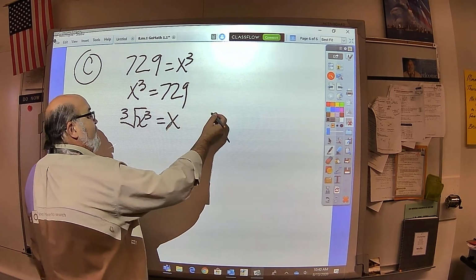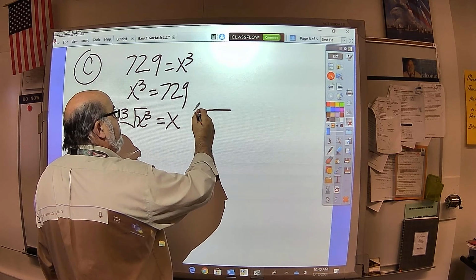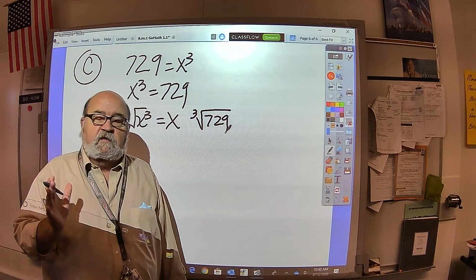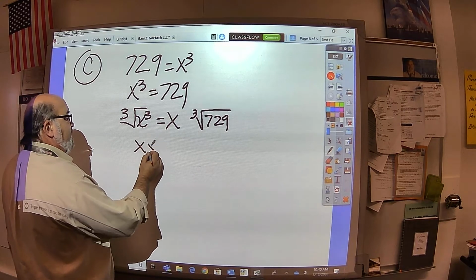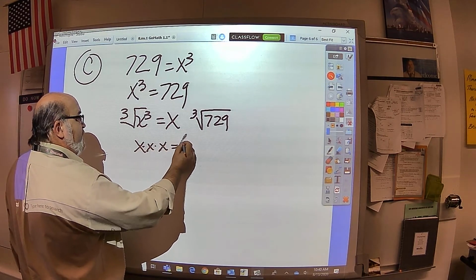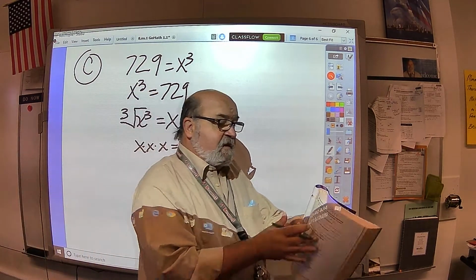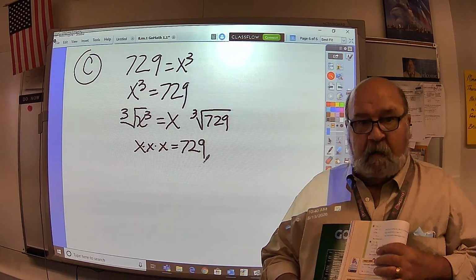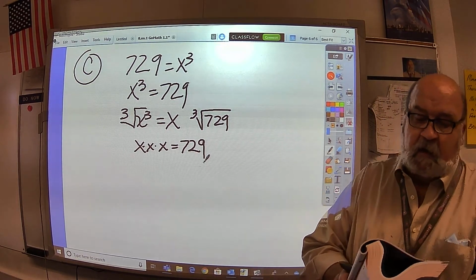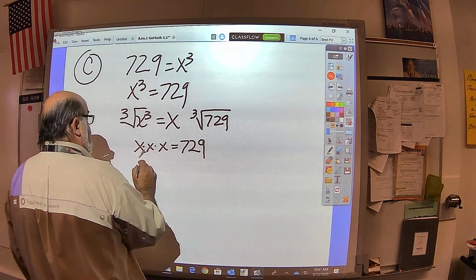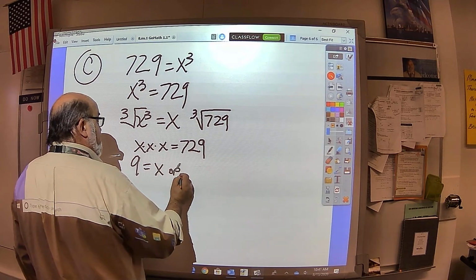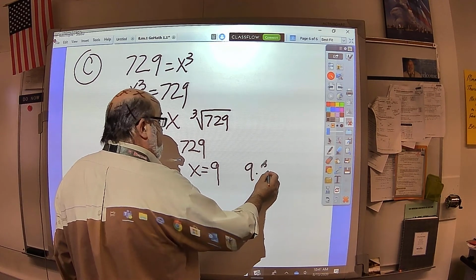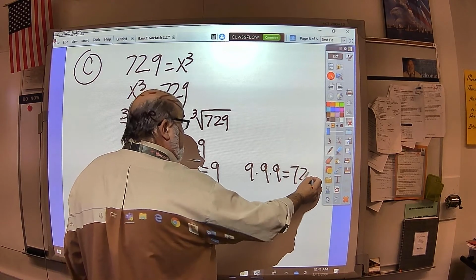Now, having said that, that means I need the cube root for this problem of 729. So I need a value that's going to go x times x times x equals 729, just like it says in example C. Example C right here. We're not going to do D, because I think you'll figure that out pretty quickly. And they've come up with 9 equals x, or x equals 9. And if that's true, then 9 times 9 times 9 equals 729.